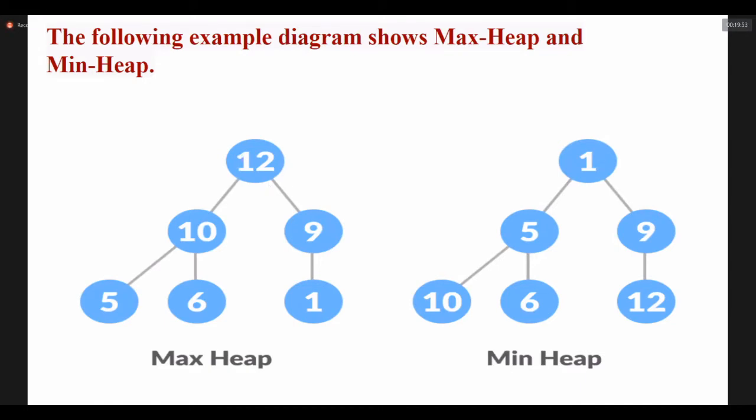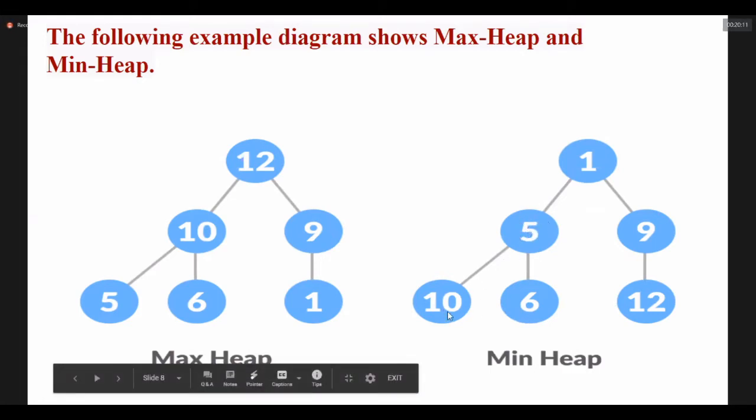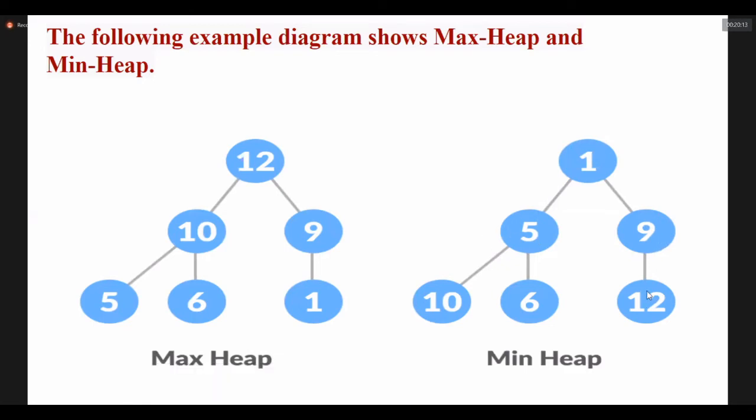Min heap means the root's values are less than their children, in the entire tree. Here, see the second diagram, the root is 1. The left child is 5, right child is 9. Both are greater than 1. In the subtree of 5, the children are 10 and 6. Both are greater than 5. 9's child is 12, which is greater than 9. This is the min heap. The max heap gives the ascending order in sorting, and the min heap gives the descending order.